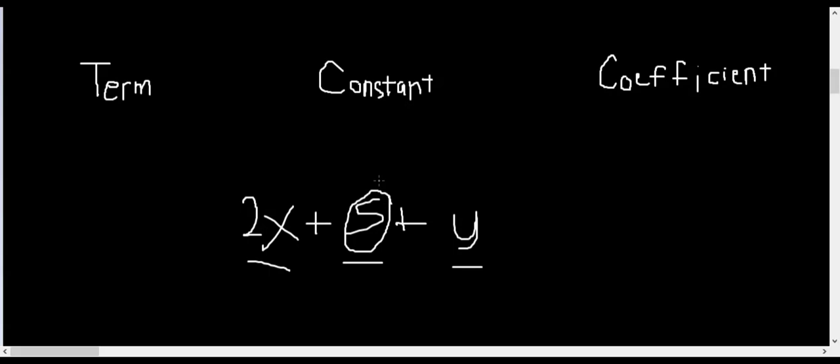How about coefficient? Coefficient is a number multiplying a variable. Looking from here, the number 2 is the coefficient.